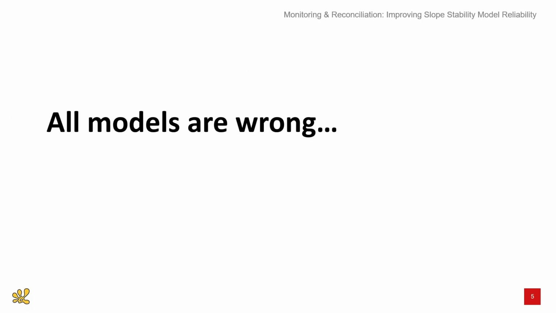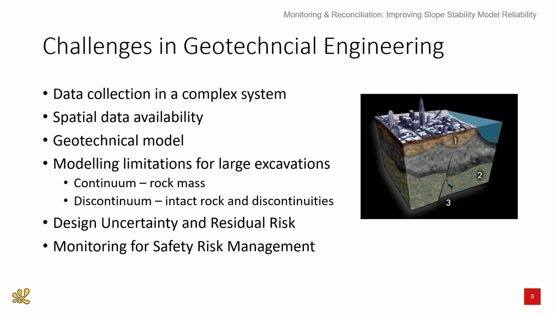Now, all models are wrong. Some are useful. And with this, I refer to geotechnical models, which are built up from geological or lithological models, and also incorporate major and minor structure, rock mass, and groundwater. So why are they wrong?